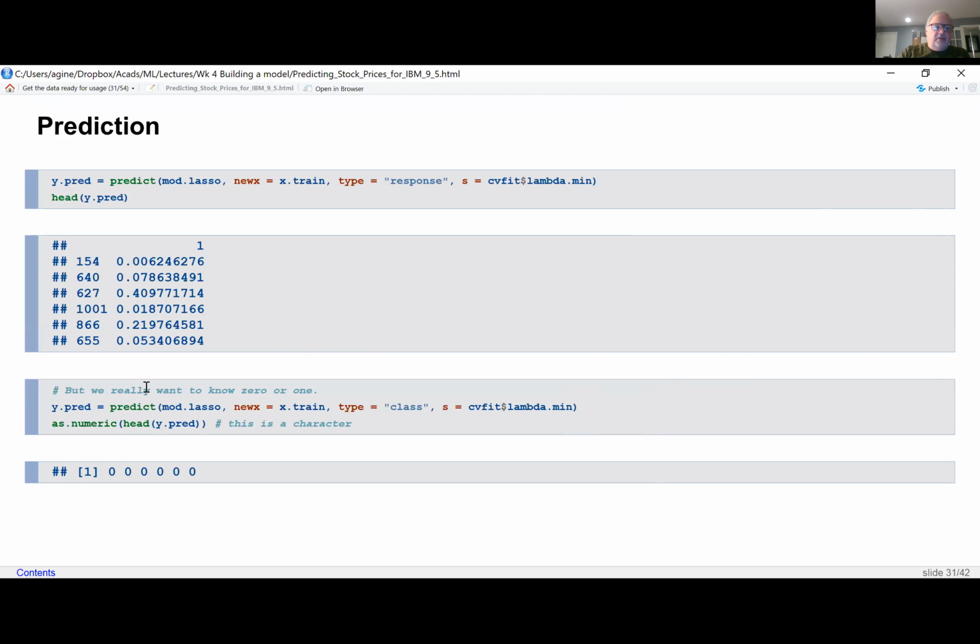Okay, so what we really want is to know a 0 or 1, and we could use round, or alternatively, instead of using response, which gives you the probabilities, you could use type equals class, and then it gives you 0 and 1, but it gives them to you as characters, so I just make it a number 0 or 1.